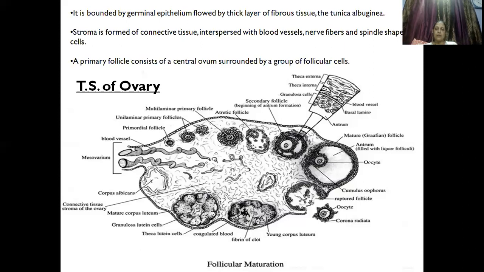Now, initially, like in males, there were secondary sexual characters. In a similar way, the females also have secondary sexual characters. All these secondary sexual characters are produced by the pituitary gland and the hypothalamus. So, as and when the small child grows up, you would find a lot of changes taking place in the female body.